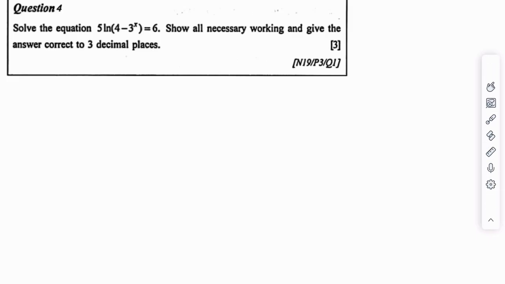Today we're going to be going through some more exam style questions. These are logarithms and exponentials, more on the exam style side of things.